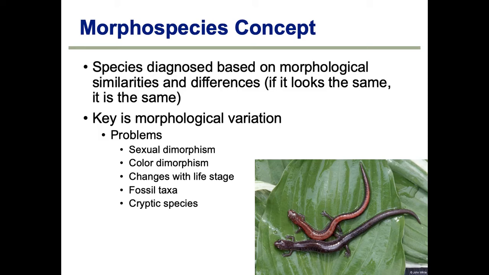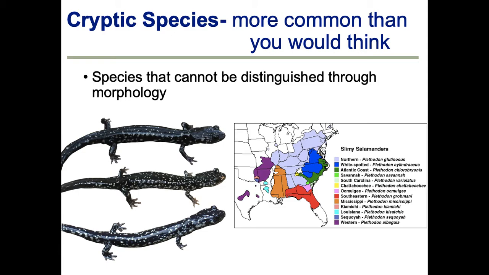It gets very confusing. And then we have something called cryptic species, which is where you have things that look the same, but if you look at their genetics, you can see that they haven't interbred in thousands or millions of years, but they look exactly the same. You can't come up with a single characteristic that tells them apart. So these are some problems with the morphospecies concept. And I just wanted to show this cryptic species. We have one that lives here.